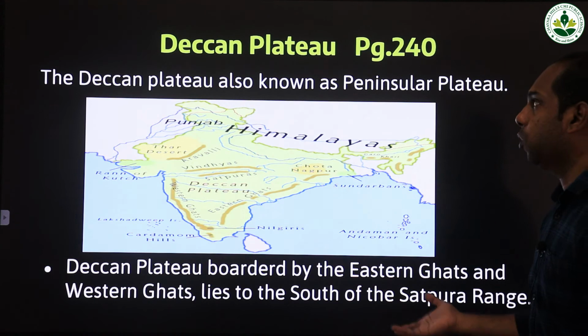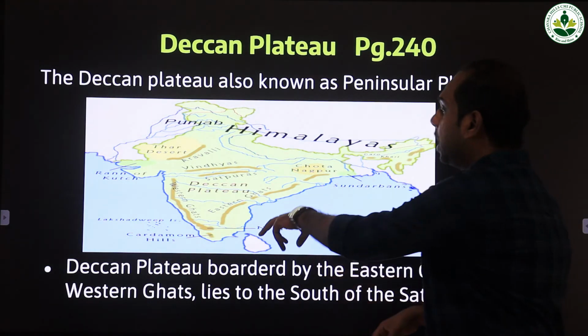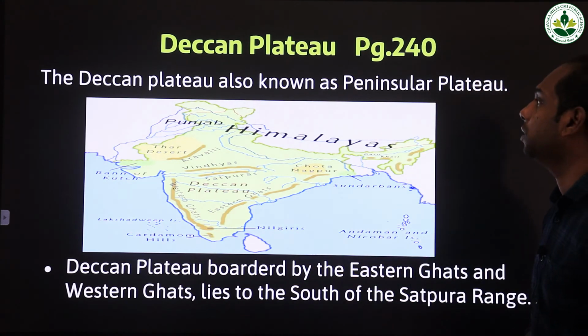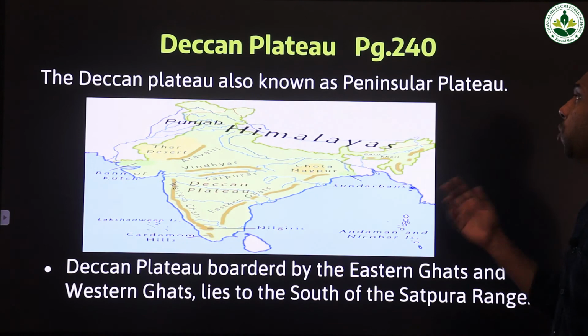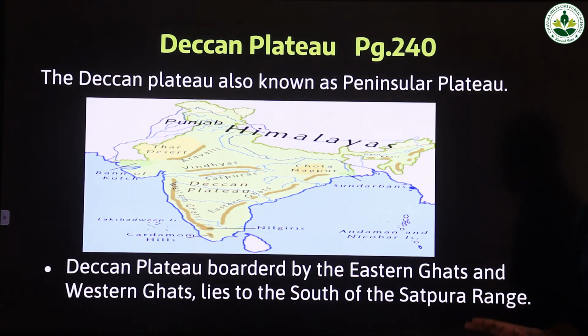Now we will be studying about the Deccan Plateau. The Deccan Plateau is located in the south of the Central Highlands. The Deccan Plateau is also known as the Peninsular Plateau. So that is the first feature of the Deccan Plateau. The Deccan Plateau is also known as what?